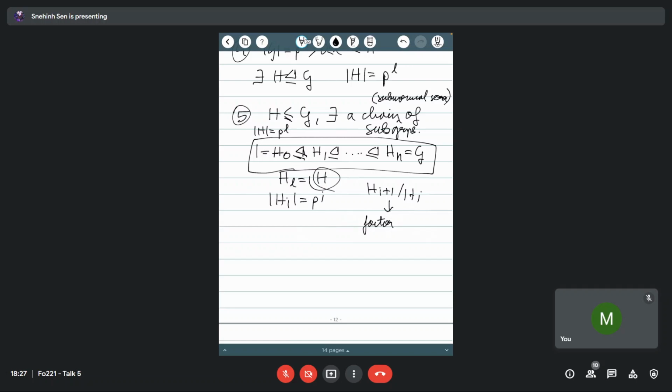So if you look at these factors, what will the factor be? The factor is well defined because it's normal. So what is the factor? What is the size of the factor? Anyone?